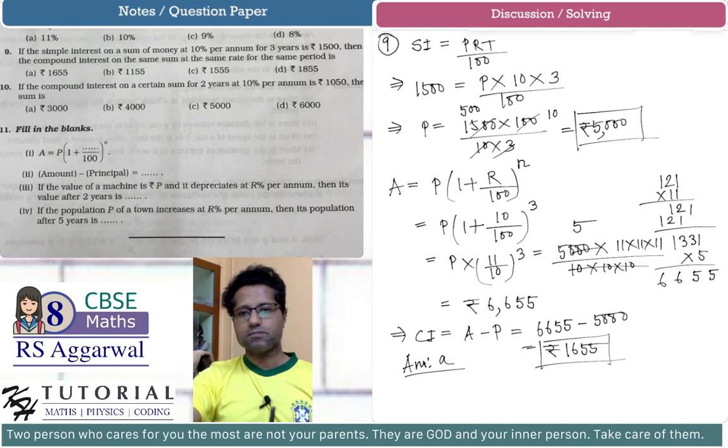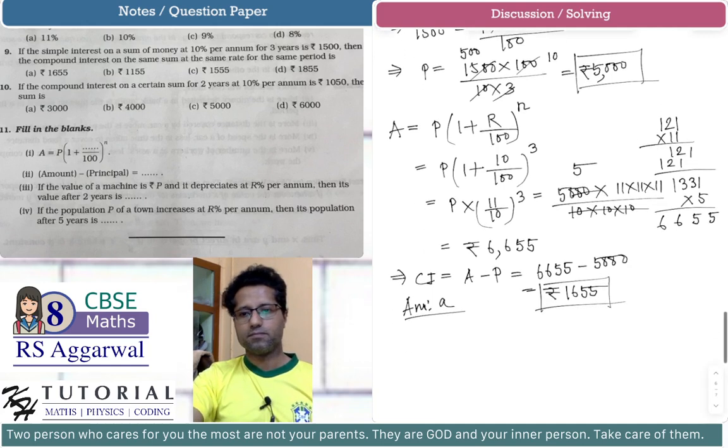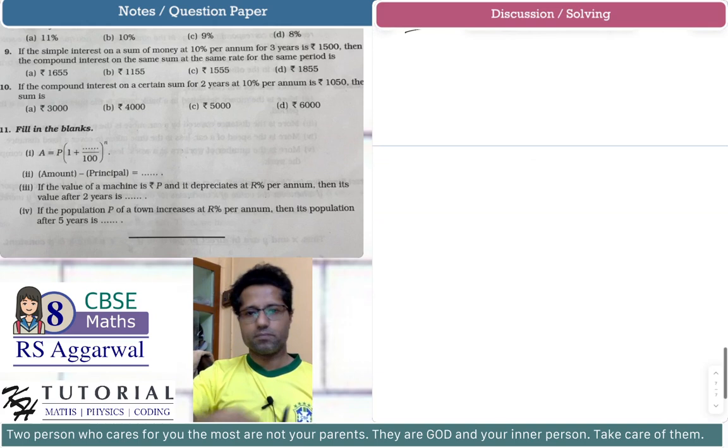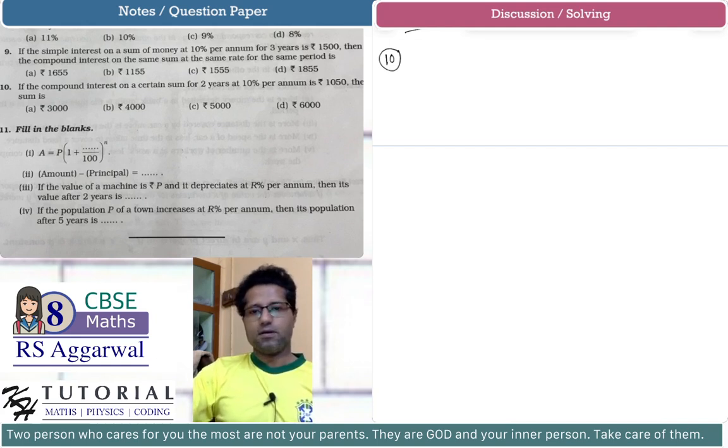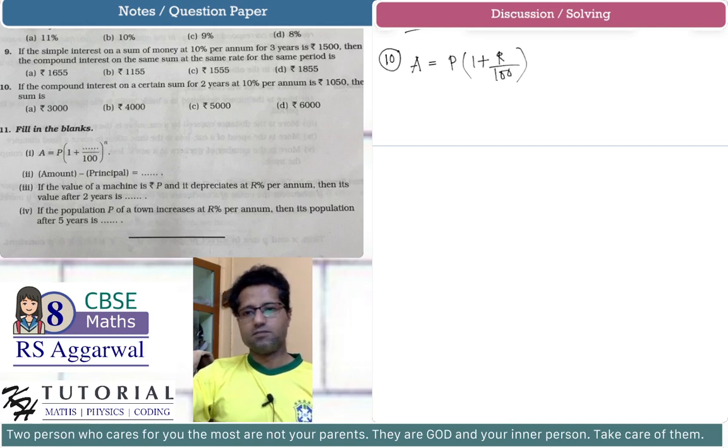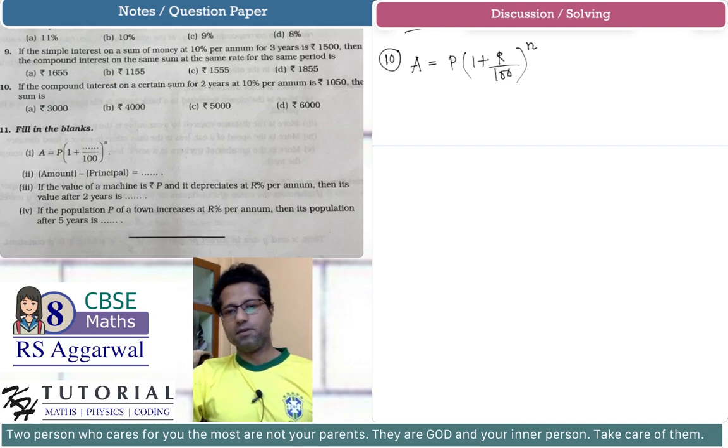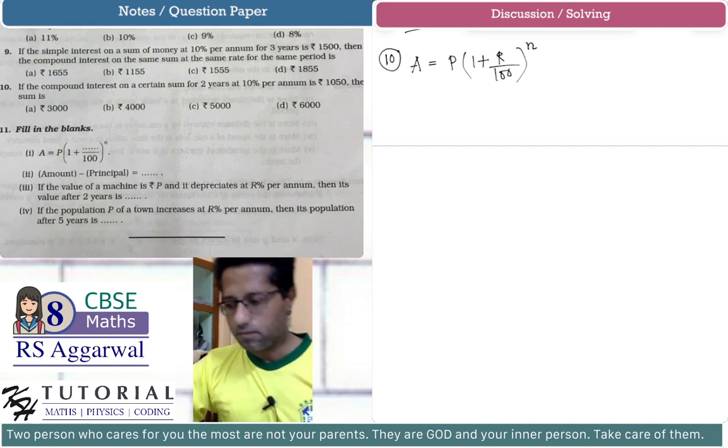Okay, let's do problem number 10. If the compound interest on a certain sum for 2 years at 10% per annum is 1050, then the sum is, okay. So A we know is P multiplied, the simplified formula is this, where the interest is being compounded annually and the period T is an integer value.